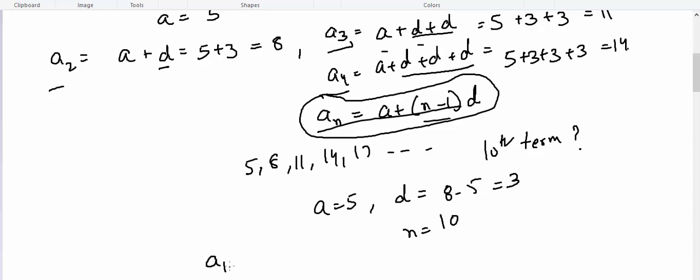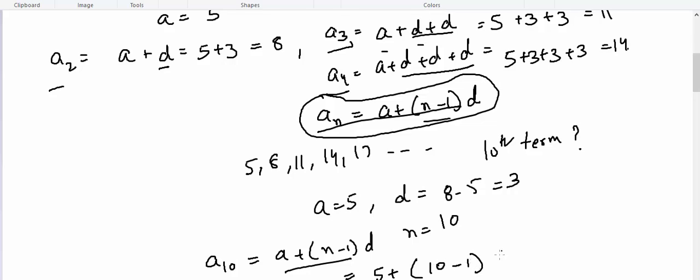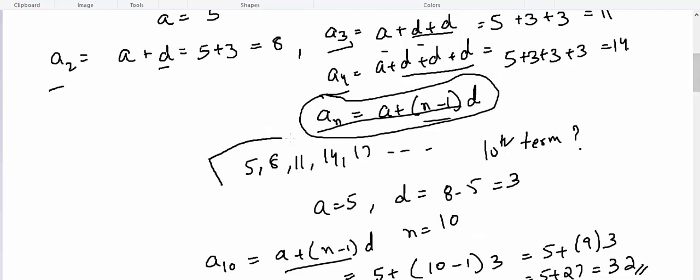So the value of a10 would be equal to a plus n minus 1 times d. Putting the values of the variables in, I get 5 plus 10 minus 1 times 3, equal to 5 plus 9 times 3, equal to 5 plus 27, equal to 32. So this is the 10th term of the sequence 5, 8, 11, 14 and 17.